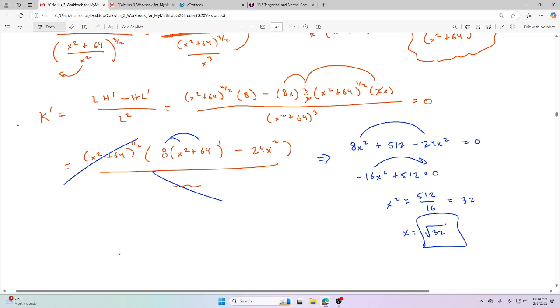Note that this is positive, and so we always have a positive number plus 64. You'll never get negatives, so you can't even reach 0. Okay. Yep. Good analysis, though.